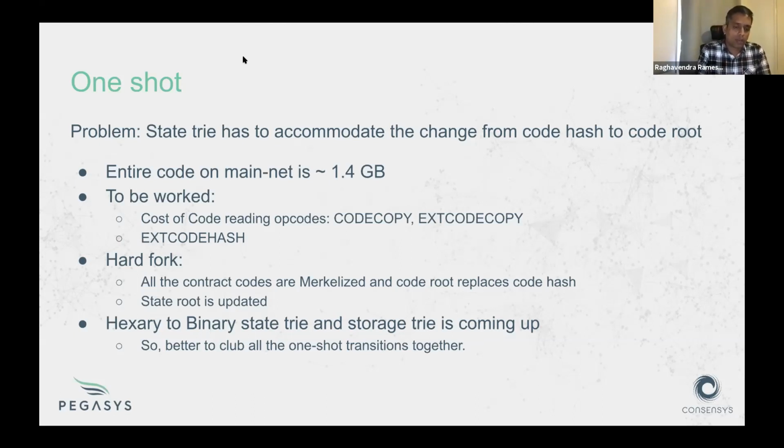So the normal mechanism is to do a hard fork and allow all the nodes to upgrade to a Merkleized structure. Another thought that is doing the rounds is, anyway we have to do the hexary state trie and storage trie to binary state trie and storage trie conversion. So maybe code Merklization is best positioned at that conversion time. So it may be better to club all these transitions together as one shot. But nothing is final here. So these are all still being thought over. Next slide, please.